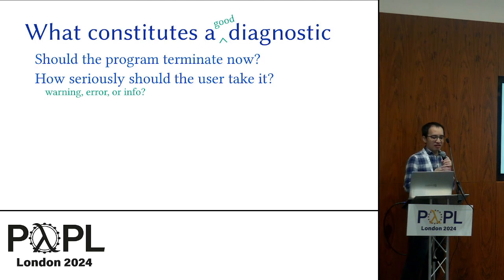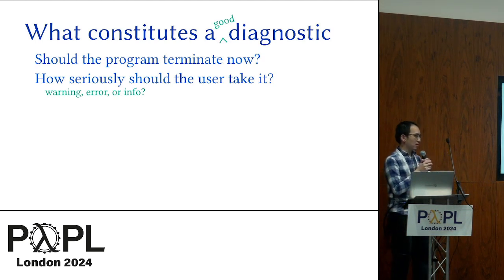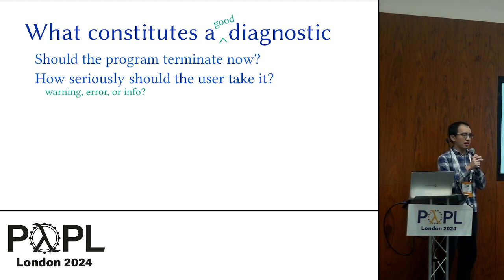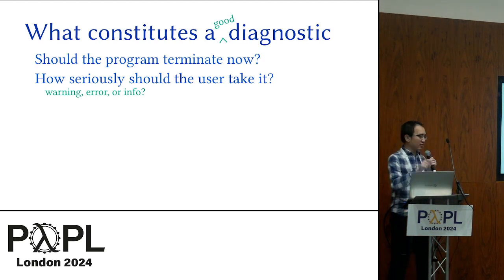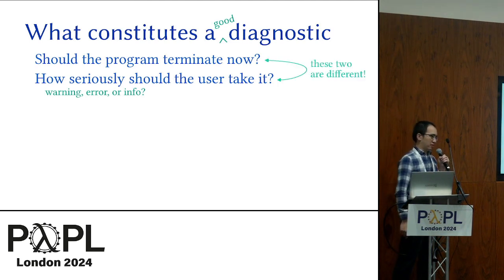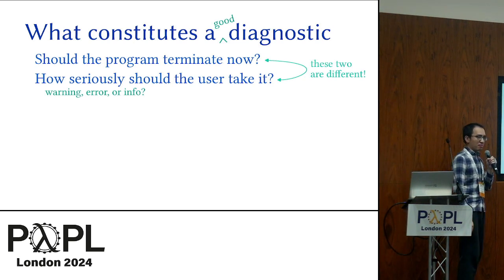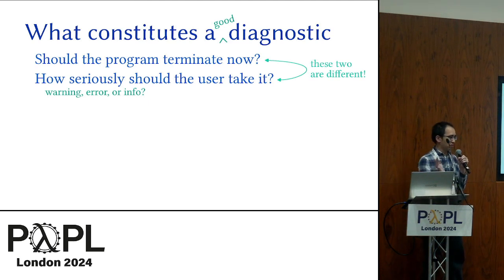And the other thing is, how seriously should the user take it? Is it an error, is it a warning, or just some info or some kind of tip that the user can safely ignore? So there are several classifications. And I'm listing these as two items because they are different. An error doesn't mean that the program should terminate. A warning doesn't mean that you should move on. They're just orthogonal to each other, okay?